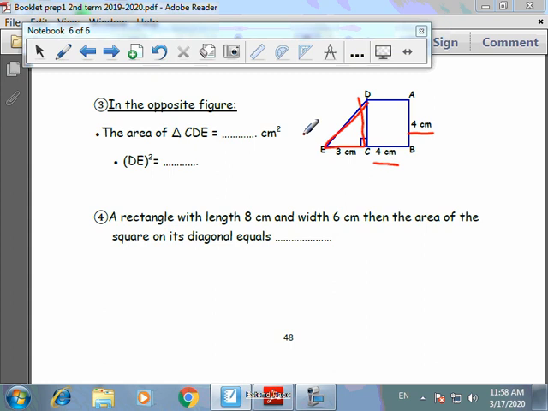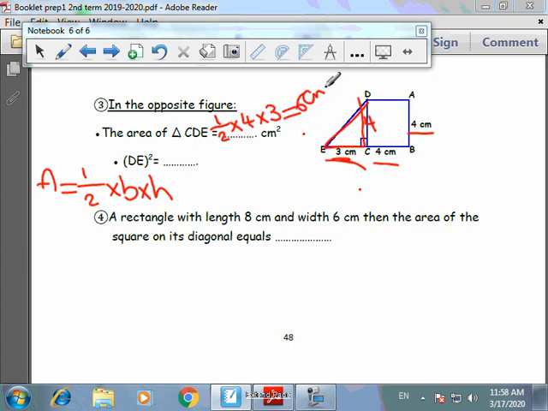Okay, remember the area of triangle equals half times base times height. Okay, the base is 3 centimeters and the height, of course, is 4 because it's a square. So the area equals half times 4 times 3 equals 6 centimeters squared. This is the area of triangle.